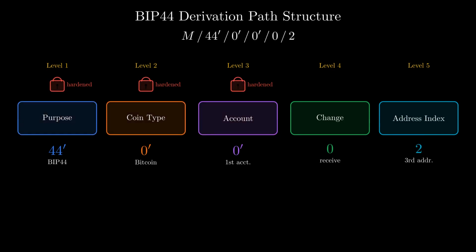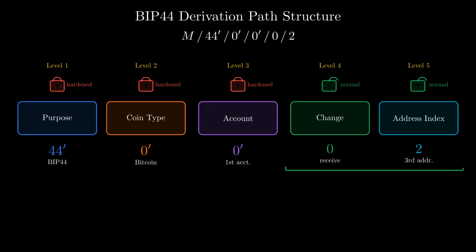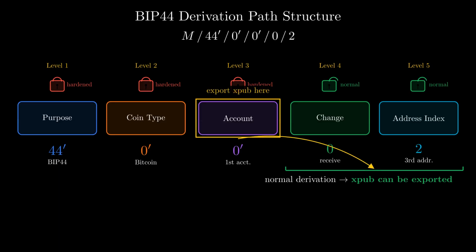Notice the first 3 levels are hardened, the last 2 are normal. That matters because change and index use normal derivation. You can export an extended public key at the account level and generate every receive address without ever exposing a private key. 2 worked examples: capital M/44 prime /0 prime /0 prime /0/2. Purpose 44, coin Bitcoin, account 0, change 0, meaning receive, index 2. And that's the third receiving public key. Indexes start at 0 for the primary Bitcoin account.